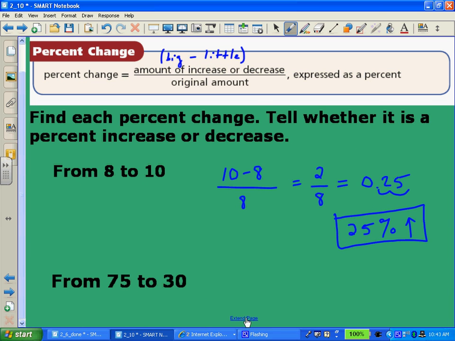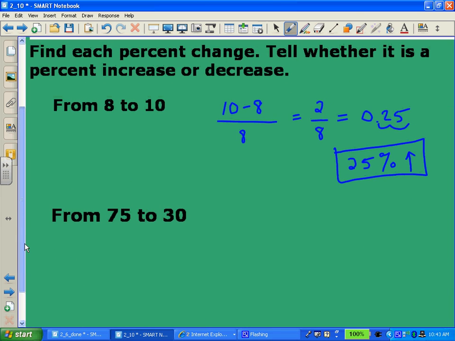Let's look at another example. Here we're going from 75 to 30. So again, remember at the top we always do big minus little. So this is 75 minus 30. We're going to divide by the original number. Okay, well I went from 75 to 30. So that means I started at 75. So that's my original number. So 75 minus 30 is 45 divided by 75.